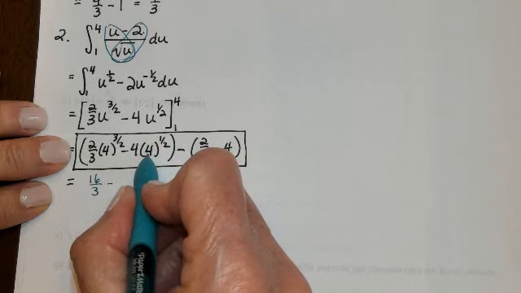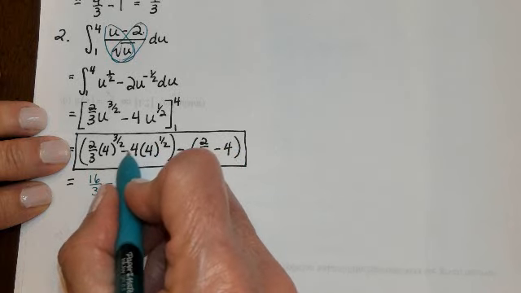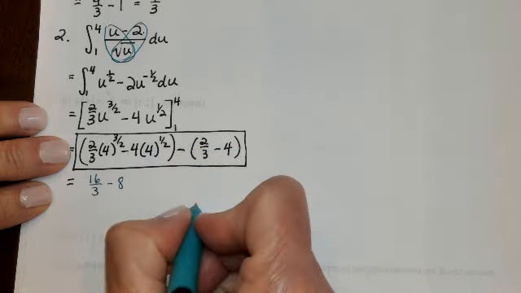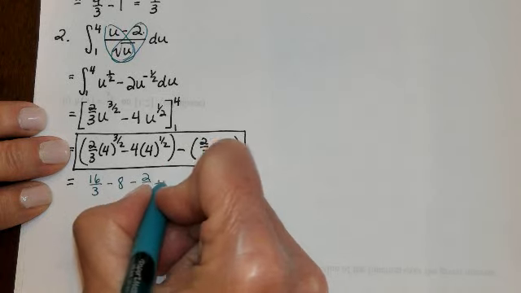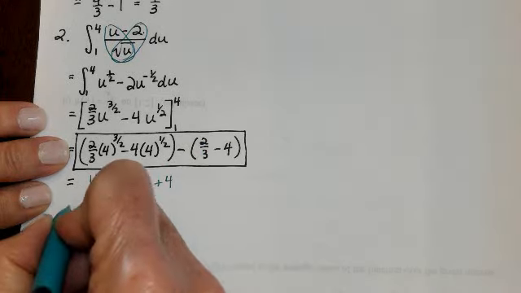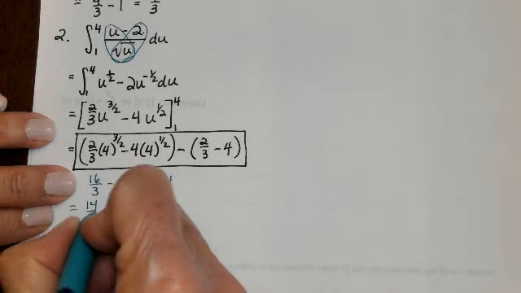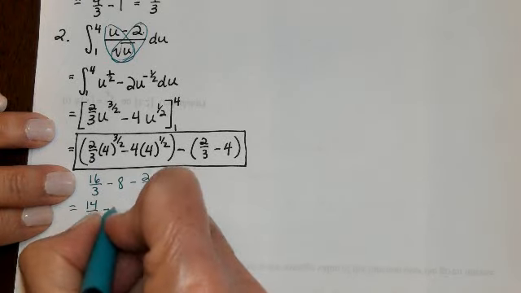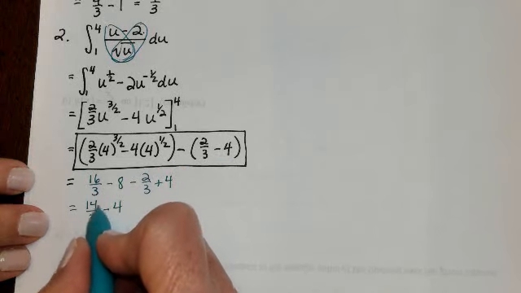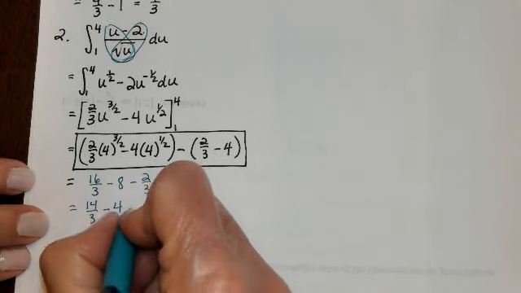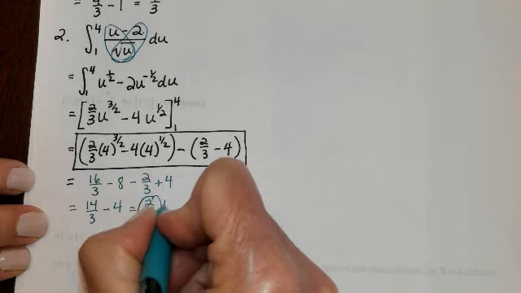The square root of 4 is 2. 2 to the first is 2. 2 times negative 4 is negative 8. Right? And then over here we just have minus 2/3 plus 4. So this will be 16/3 minus 2/3 is 14/3 minus 4. 4 is 12/3, and 14/3 minus 12/3 is 2/3. So the multiple choice answer would be right here.